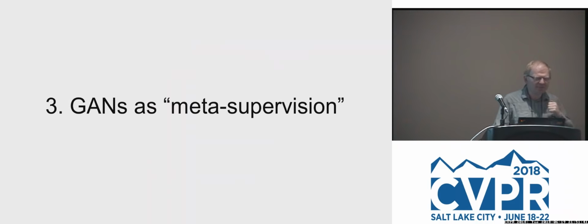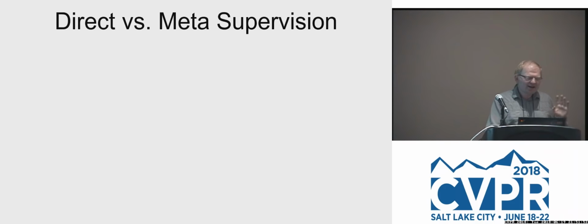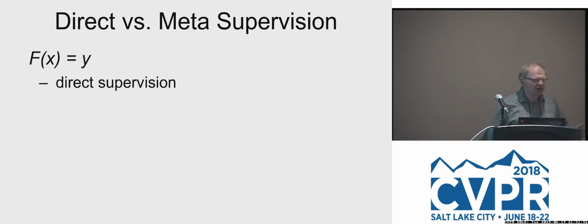Okay? Number 3, GANs as meta supervision. So meta supervision is a little bit of a new term that we adopted in Berkeley. So let me explain a little bit. So there is direct supervision. This is your standard direct machine learning. You say, okay, I want f of x to be equal to this label y for millions of x, y pairs, right? And I'm optimizing for f that will do this for me, right?